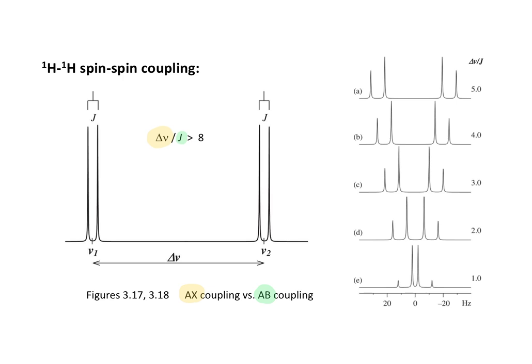The example on the left is an example of AX coupling with a large difference in frequencies for relatively small coupling constant J. But as this ratio decreases, we see distortion in the arrangement of the multiplets. In fact, this is even an apparent quartet, but in fact it's not a quartet at all. These other patterns fall in a large category known as AB coupling.